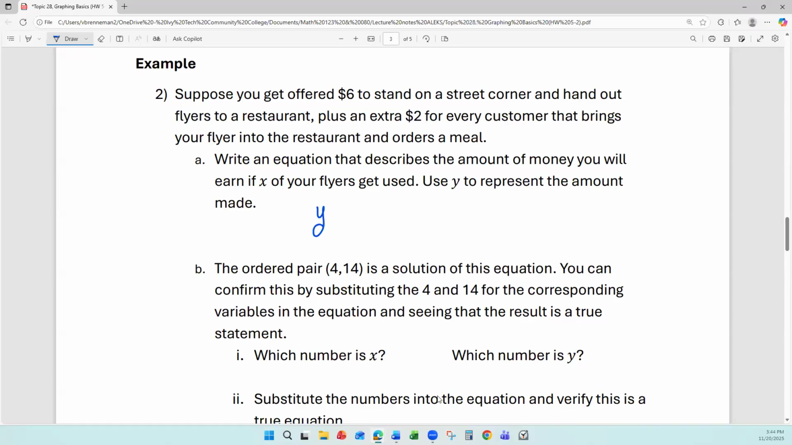So let's start with Y equals, and I'm going to start with that $6. You get $6 no matter what, plus an extra $2 for every customer that brings your flyer. So an extra $2 per customer gets multiplied by X, or per flyer used multiplied by X flyers used.